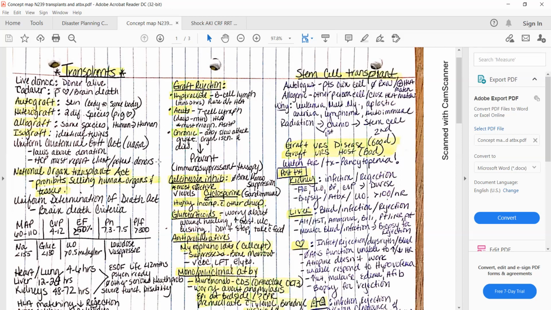So if we're doing organ donation, this is the rule for the donor. Know these. I put them on here specifically. This is what we must maintain in the donor.